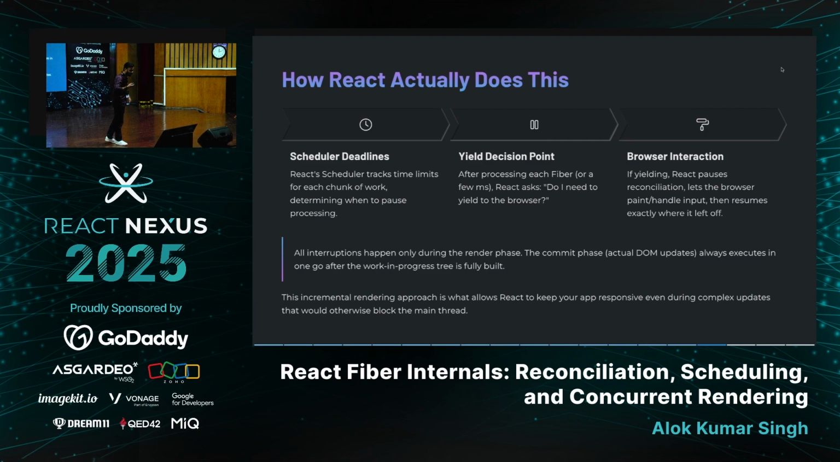Let's say if the React scheduler won't call your browser before every update. That means if any priority task like user interaction comes, it will deprioritize the task. So that's why the scheduler, yield, decision point, and browser interaction, all these phases are responsible for breaking down your work into chunks and then rendering it in different phases.